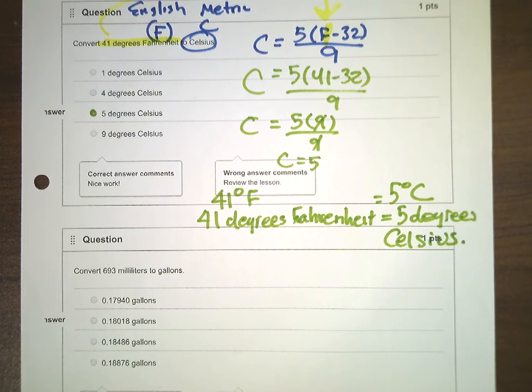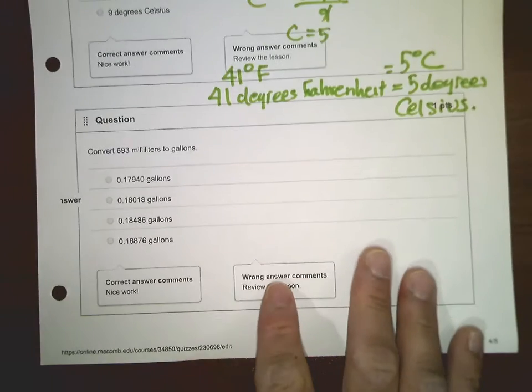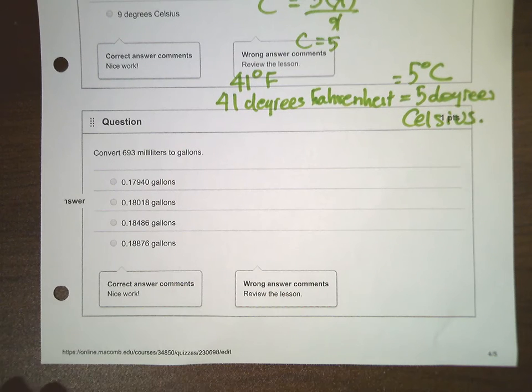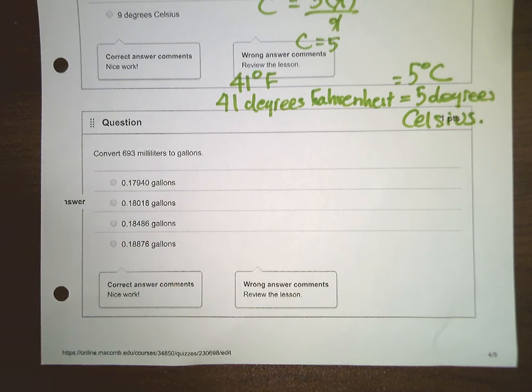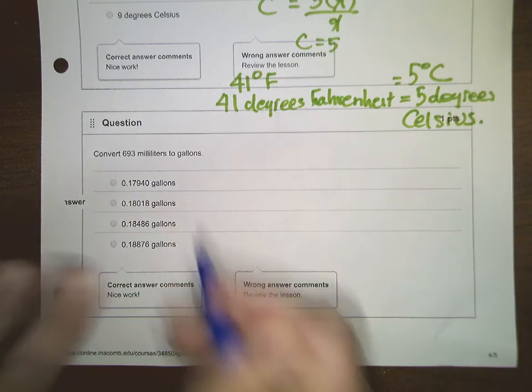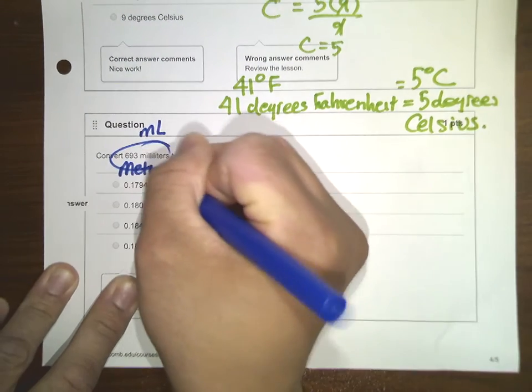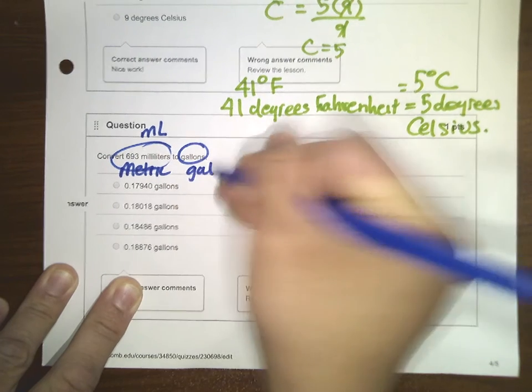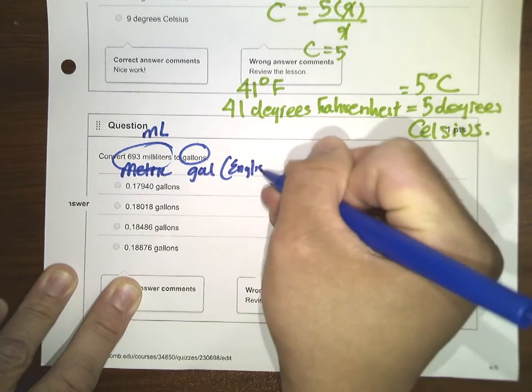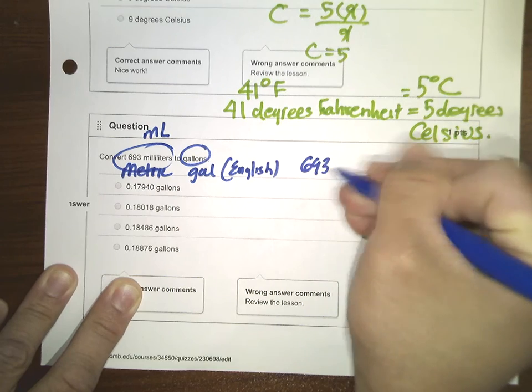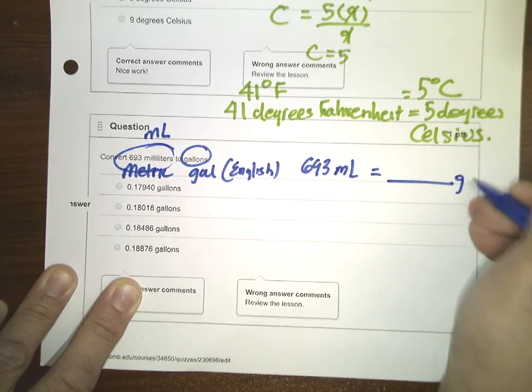So 41 degrees Fahrenheit is still not very warm. I like it at least maybe in the 60s or so. So I wouldn't say this is warm at all. So let's try another one here. Let's convert 693 milliliters to gallons. So milliliters is mL, and that's in the metric system. And gallons is GAL, and that's in the English system. So we want 693 milliliters equal blank gallons.